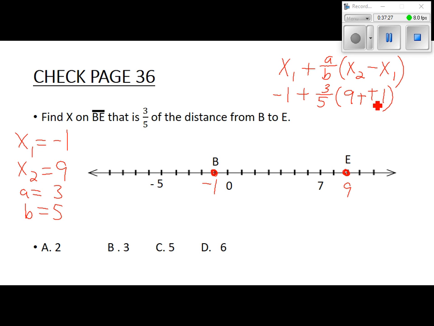Anybody get an answer yet? 5. Yeah. I got negative 5. Anybody else get something different? If you got syntax error, at the beginning here, what is that symbol? That's a negative. If you put a minus in its place, the calculator won't understand it. Hit the 3 first, then ABC, then 5. And then you can just do the parentheses and everything.